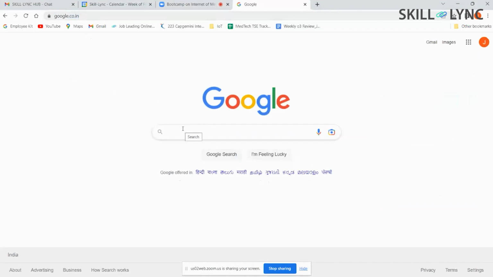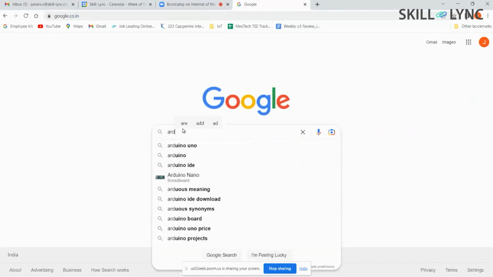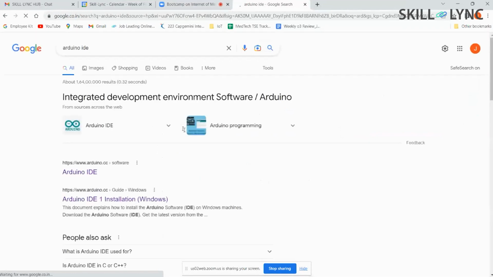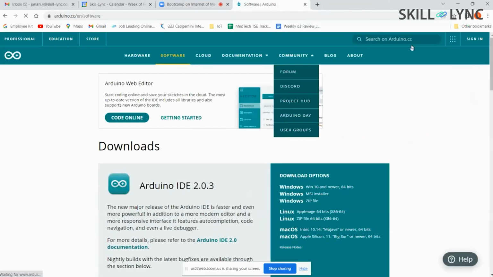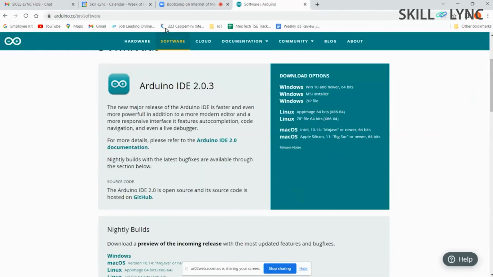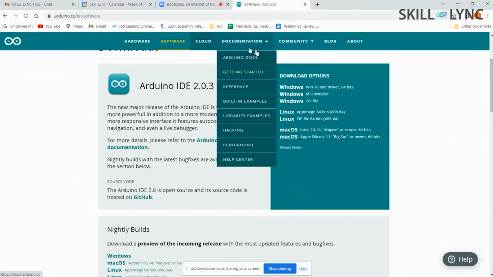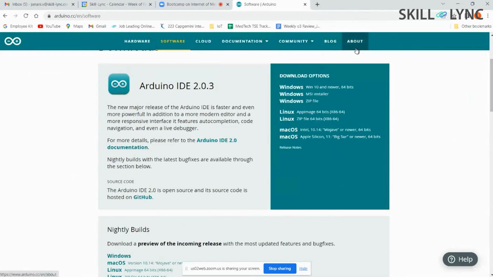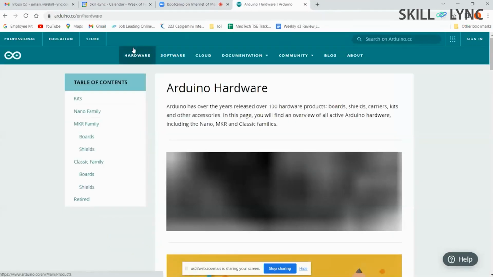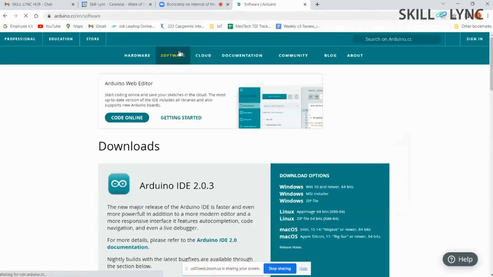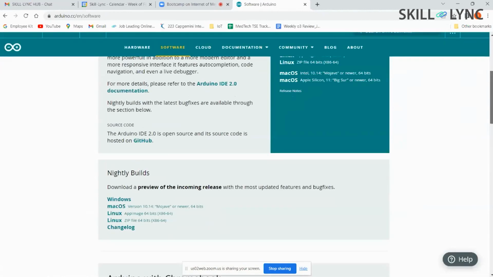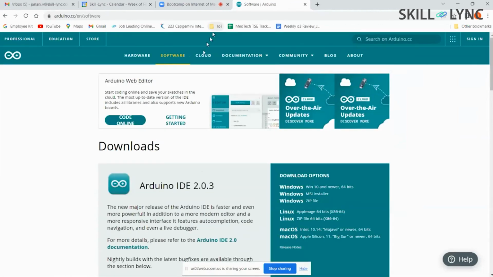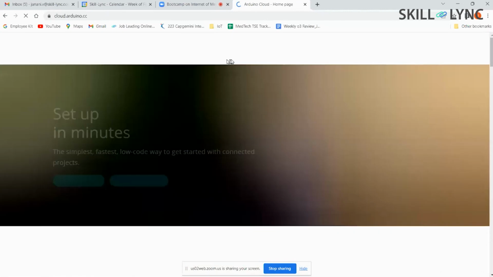So what I'm doing is I'm searching for Arduino IDE. It will direct you to this link where you can just click in. Okay, so here if you could see download, hardware, software, cloud, documentation, community, blog, about. Hardware is about the technical specification of the Arduino family and Arduino boards. Software is about the software available for different OSs. Cloud, Arduino has a cloud application.